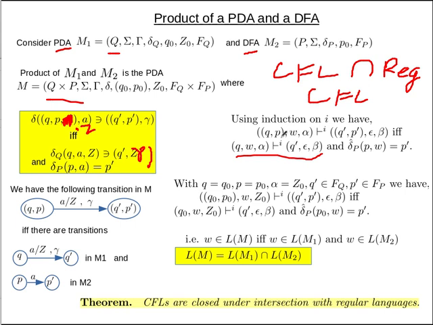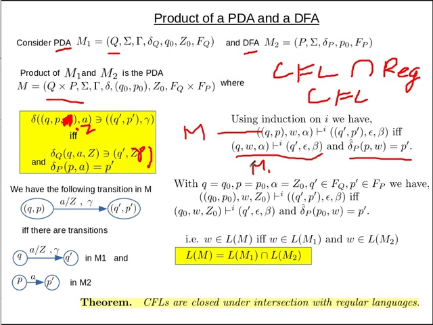So this happens in M, and this happens in M1, and this happens in the DFA, because it starts from p, it processes this entire w. That is why we have a hat here. So we are using the extended transition function here, and after processing all of this, it goes to this p prime. So again, these two separate paths are simulated by just this one path in the product PDA M.